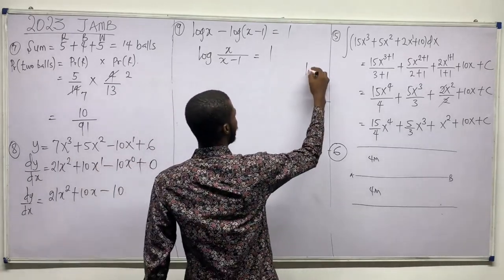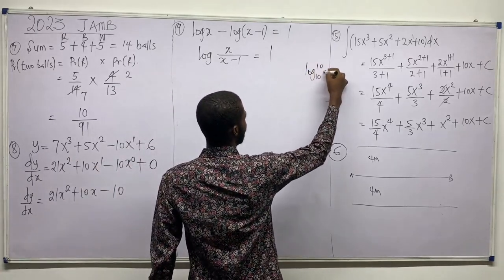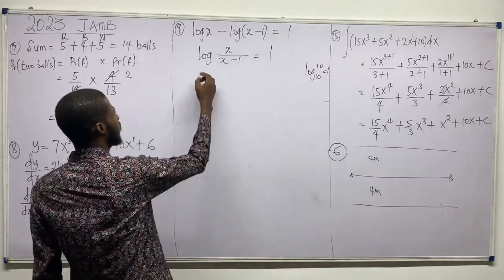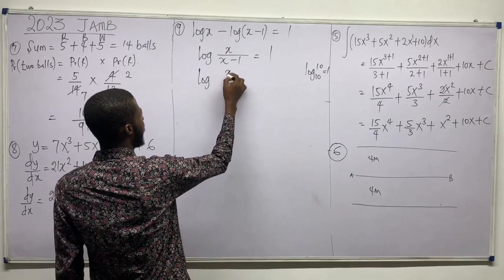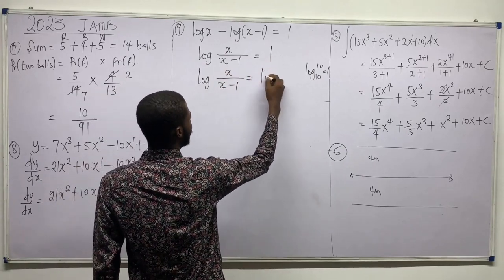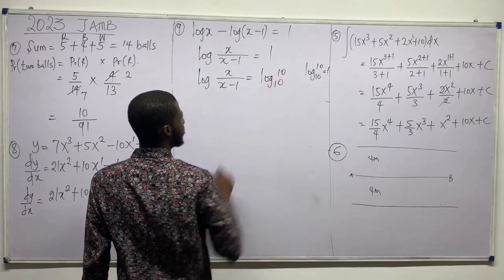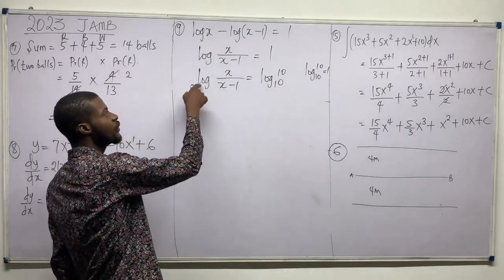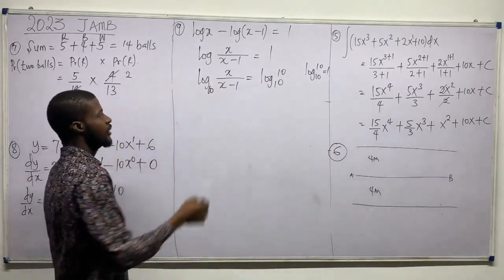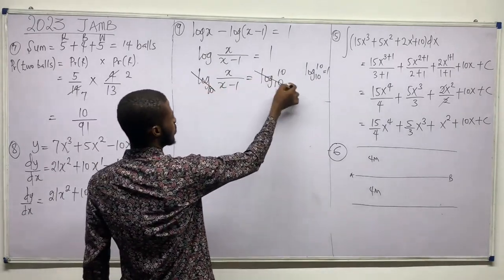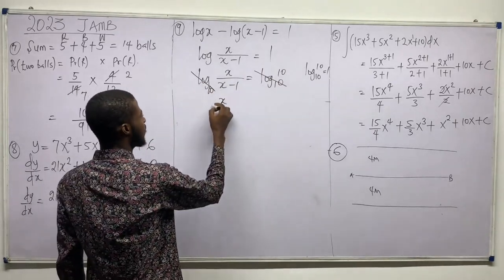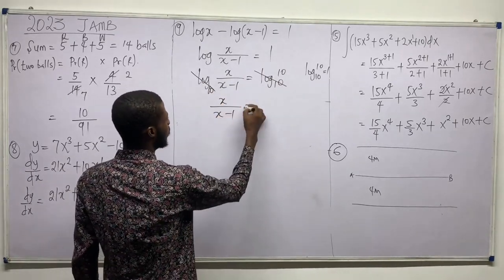If you can remember, log 10 is equal to 1. So in rules of logarithm, log 10 is equal to 1. So it means log of x over x minus 1 is equal to this 1 here, which is log 10. Remember that when you see a logarithm without a base, that base is base 10, right? So it means log 10 can take away what? Log 10. The numbers are equal to each other. So this x over x minus 1 equals what?